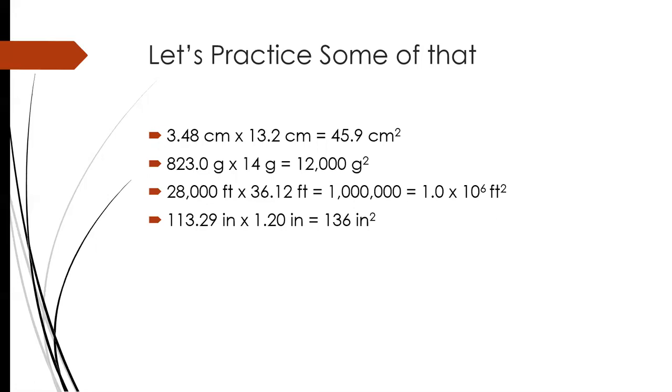Our third one, remember these trailing zeros are not going to be significant because they don't have a decimal point. And so they are going to be 2 sig figs times 4, and so our answer should be 2. Now you might have wanted to write it as 1 million here, but that would not be correct because it doesn't have 2 sig figs, it only has 1. So we have to use our scientific notation in order to get that correct. Our last one, we have 5 sig figs times 3, and so our answer should also be 3.